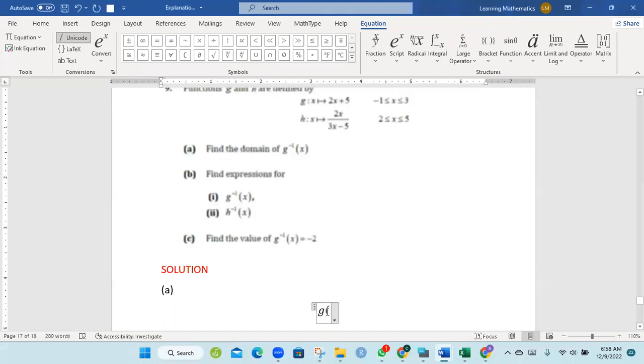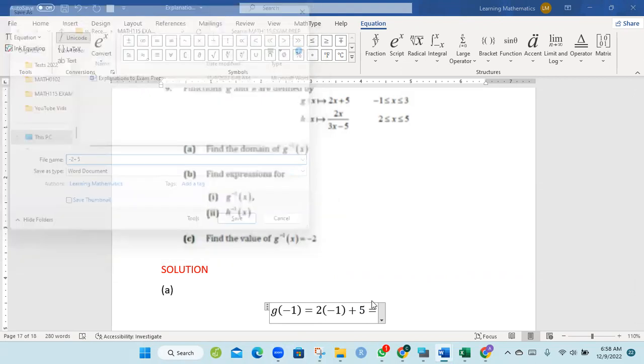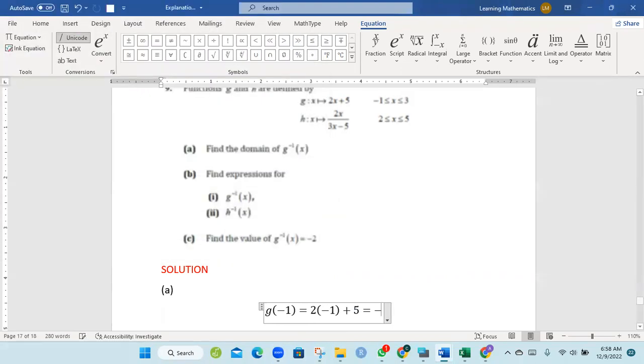So we're going to find what is g of -1. We're going to substitute -1 in the place of x. So that's 2 times -1 plus 5. 2 times -1 is -2. -2 plus 5 will give us 3.